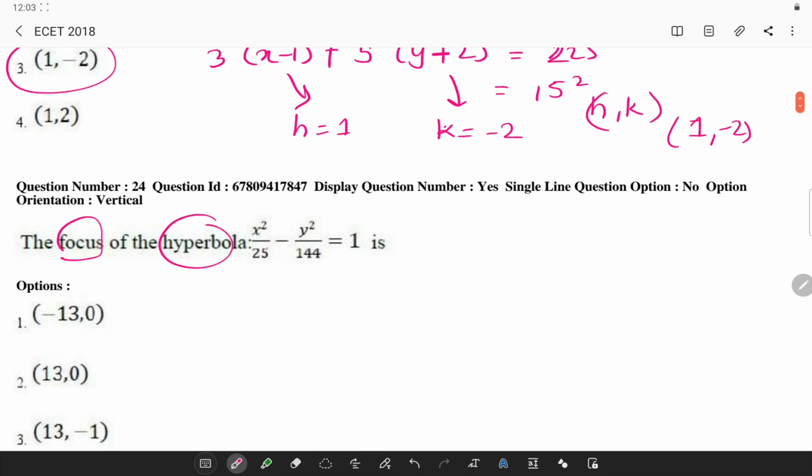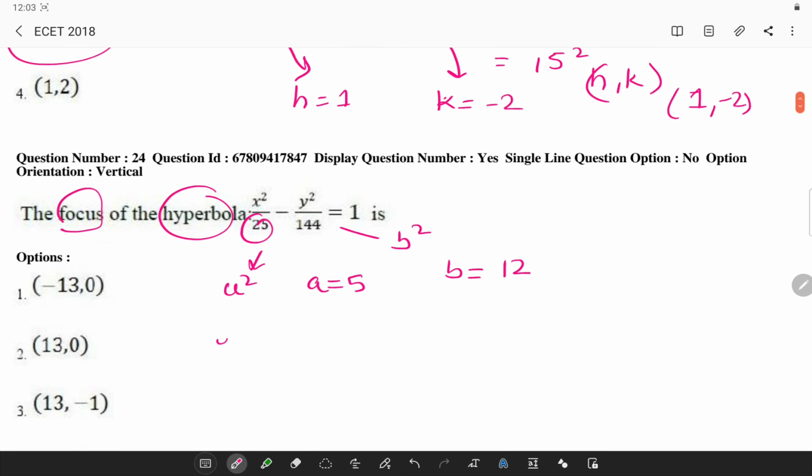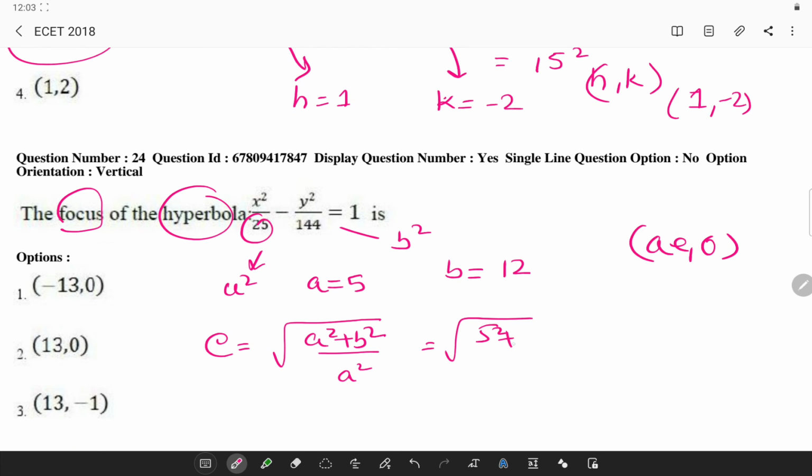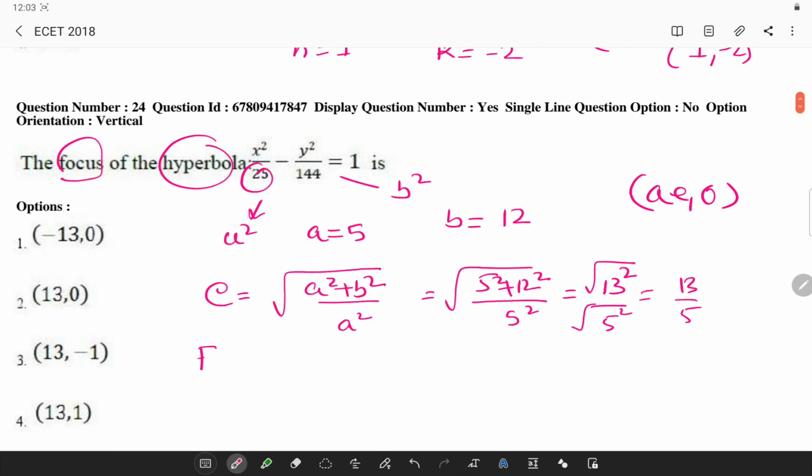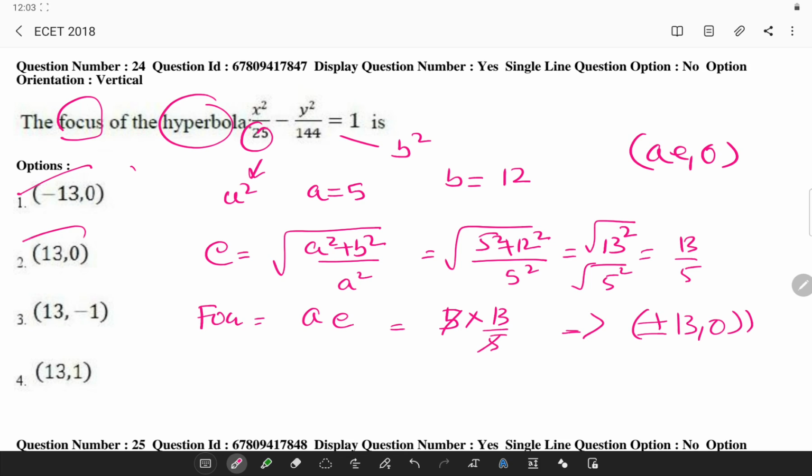Now this question is related to hyperbola. So here this is a square, so a is 5, this is b square and b is 12. So the focus is ae comma 0. So eccentricity is given by root of a square plus b square divided by a square. So here it is 5 square plus 12 square divided by 5 square. So this is 13 square by 5 square, and this is 13 by 5. So the focus is a into e, which is 5 into 13 by 5. So it is plus or minus 13 comma 0. So I have two options here, so it can be this or this.